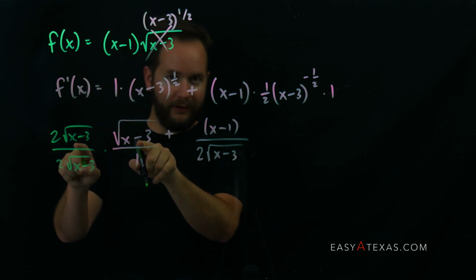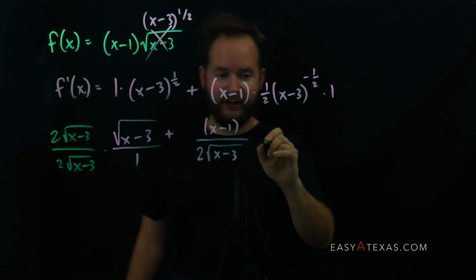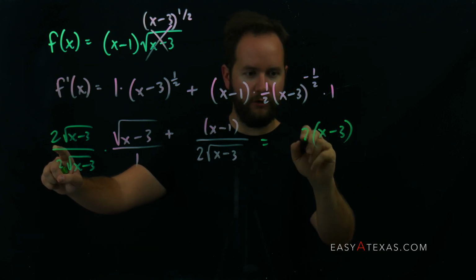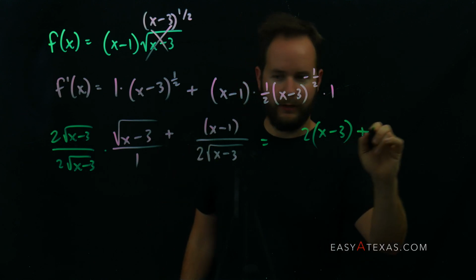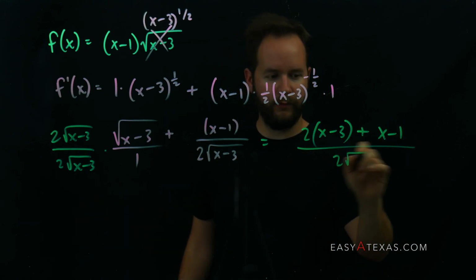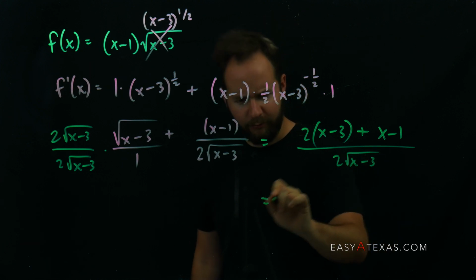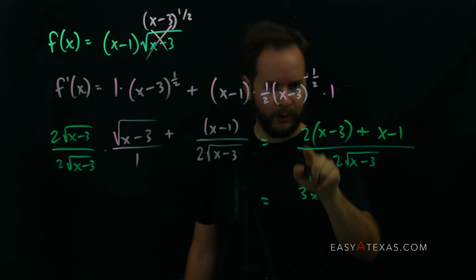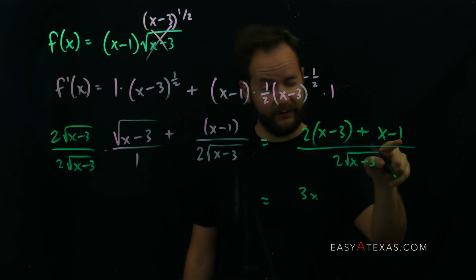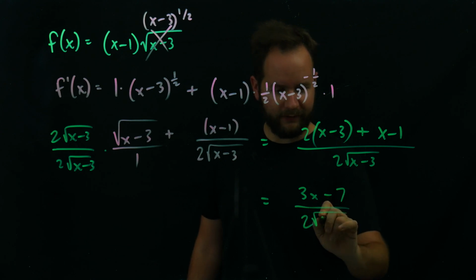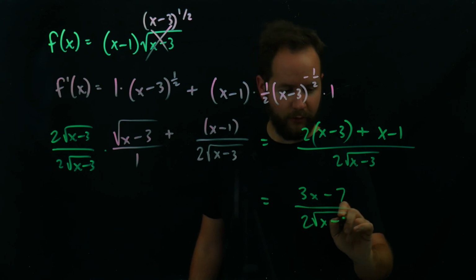When I multiply these two things in the numerator, square root of x minus 3 times square root of x minus 3, that's just going to give me x minus 3, and don't forget there's a 2 here as well, plus x minus 1, all sitting under the shared denominator of 2 square roots of x minus 3. You can clean up a little more, and we'll have 2x plus x is 3x, 2 times negative 3 is negative 6, minus 1 is negative 7, for a final answer of 3x minus 7 over 2 square root of x minus 3.